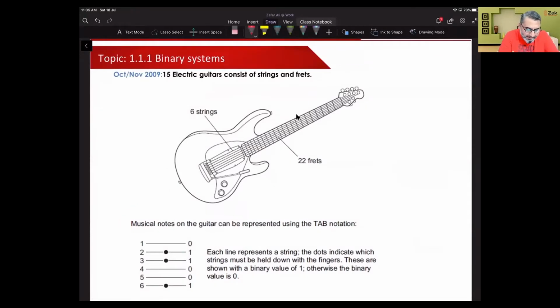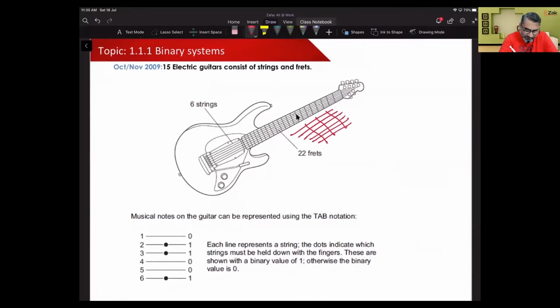Electric guitars consist of strings and frets. So these are strings, 1, 2, 3, 4, 5, and these are frets, the parts of the string. It says that there are 6 strings over here, 1, 2, 3, 4, 5, 6, and there are 22 frets, which means these parts are 22. Okay, so get the idea.